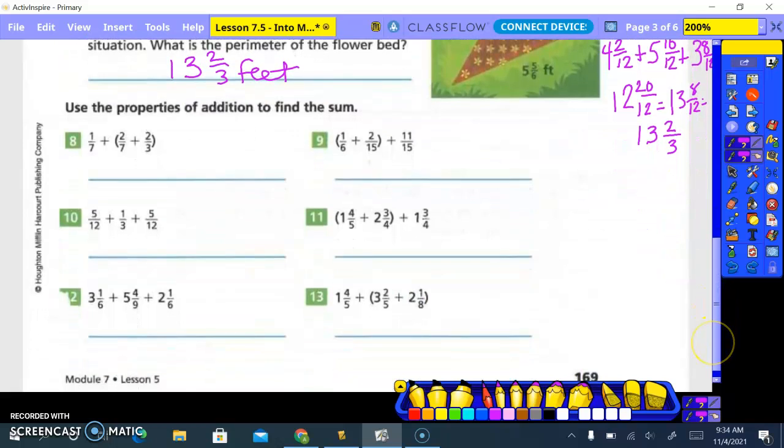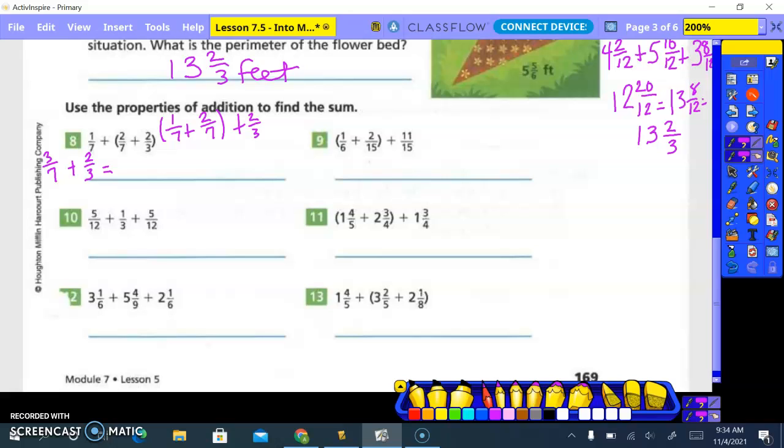Okay. Next one, do we need to use commutative property, associative property? What do we need to do? We just need to change where the parentheses are, right? So we just need to use associative property. So we're going to rewrite it with parentheses: 1/7 plus 2/7, close parentheses, plus 2/3. So what is 1/7 plus 2/7? So 3/7 plus 2/3. What's a common denominator? 21. So 7 times 3 gets me 21. So what I do on the bottom, I do on the top.